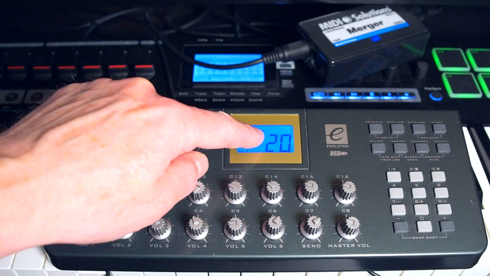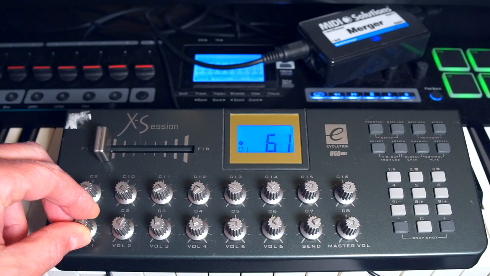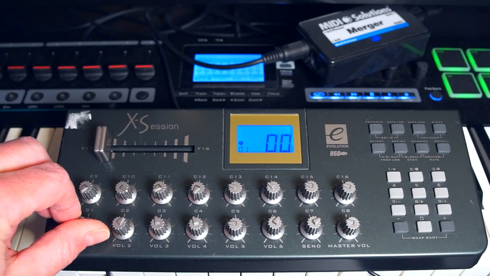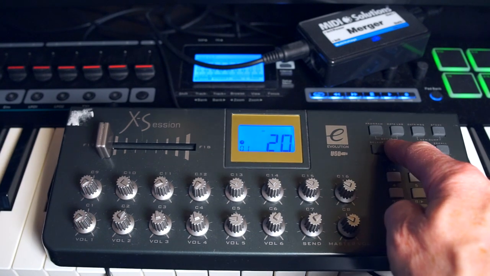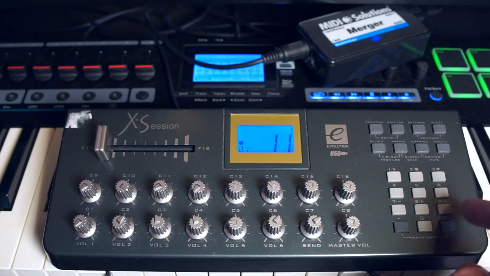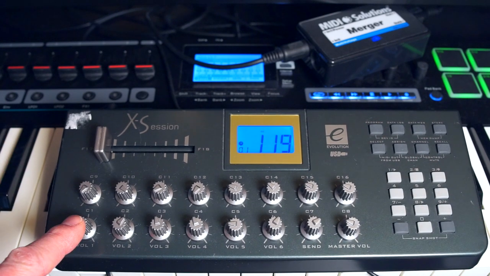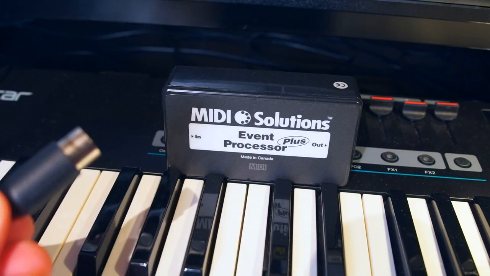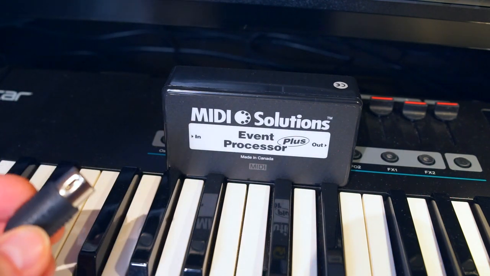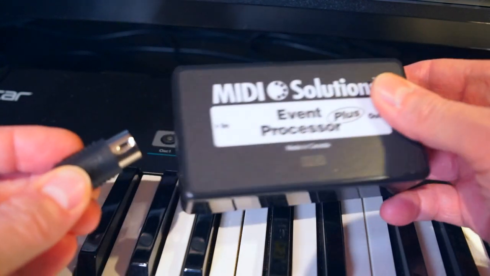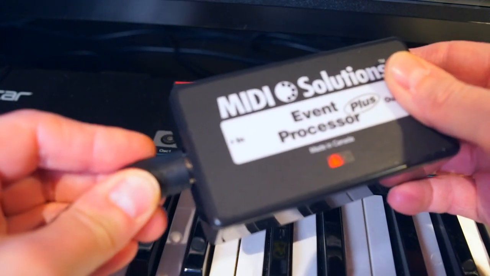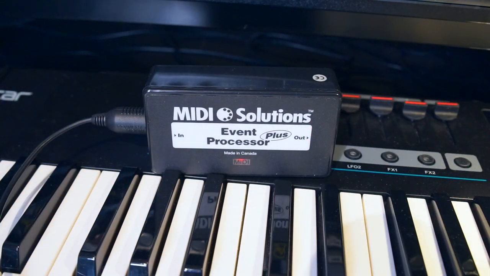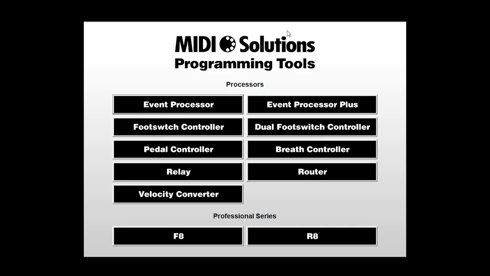This is now CC number 20. And pay attention to the value, it goes from 0 to 127, the whole MIDI range. But I can easily assign that knob to CC number 119 if I want to. So let's use that for this example. So to program this with MIDI Sysex, I go out of the computer and into the MIDI in of the event processor. And then I start up the software to start programming this. It doesn't even need external power, it gets it from the MIDI connector itself.